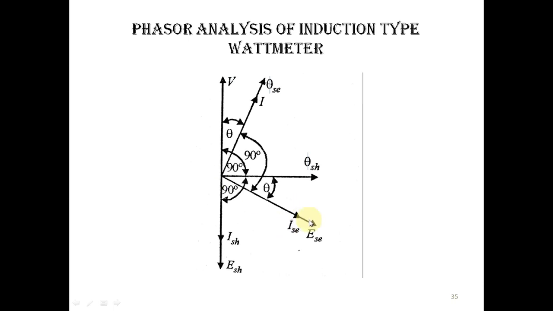If you are having doubt, just go back to the portion from where we started the discussion regarding the phasor diagram. If it is clear up to this, then as we have discussed earlier, the interaction between phi AC and ISH, this flux and that current, will create one torque, and this flux and that current will create another torque.